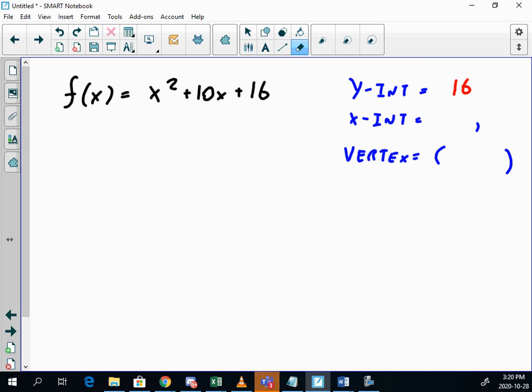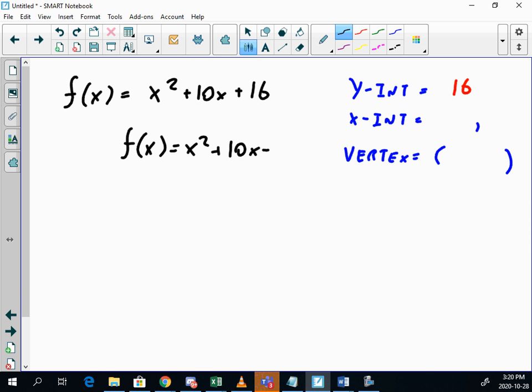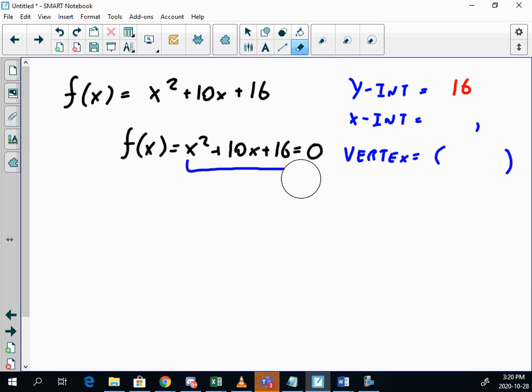Finding the x-intercepts means finding the values of x which, when I put them into my function, give me 0 as an output. So it means solving the quadratic equation x squared plus 10x plus 16 is equal to 0. If I want to solve that equation, I have a bunch of options. I can complete the square, I can use the quadratic formula, or, sometimes things are nice, I can factor and use the zero factor theorem.